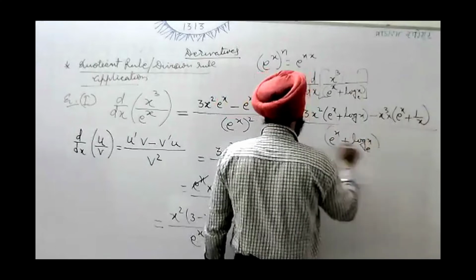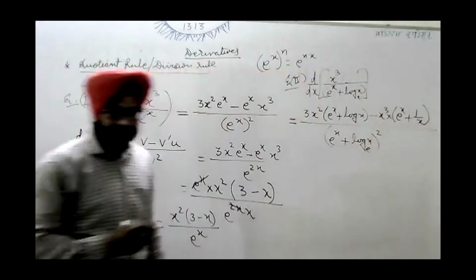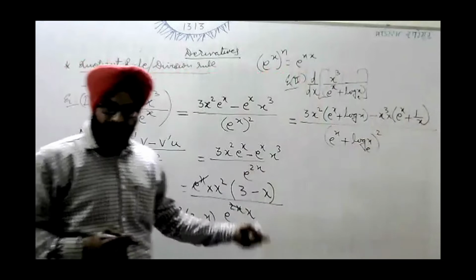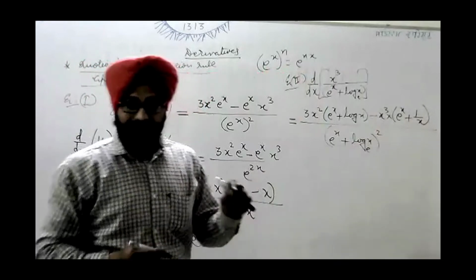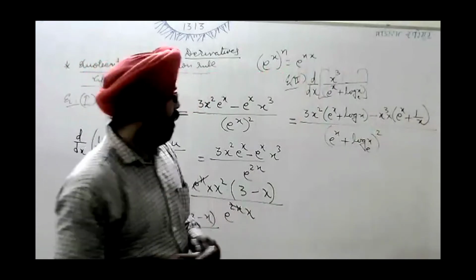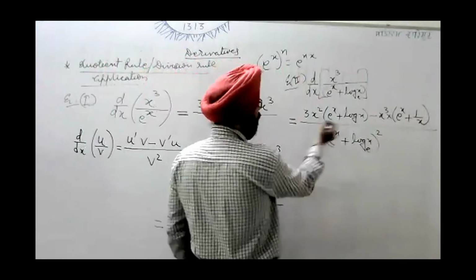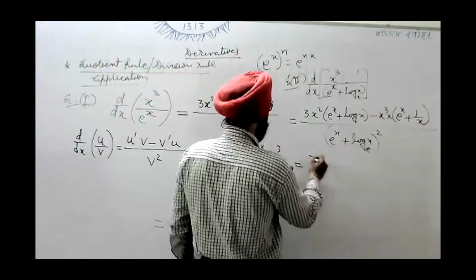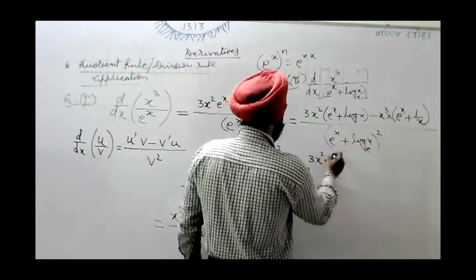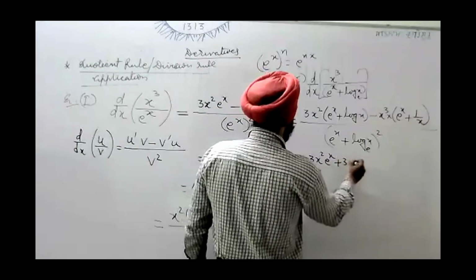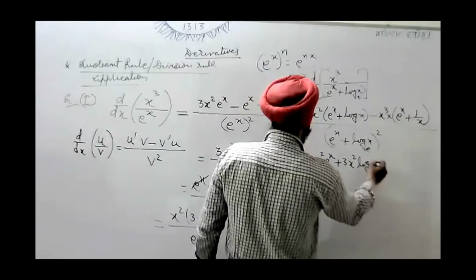Now you can see it's not a big job, not a challenge. We have applied the rule. Now the main thing is simplifying. How do we do it? Let us begin. This 3x square multiplied inside, we get 3x square e to the power x plus 3x square log x.